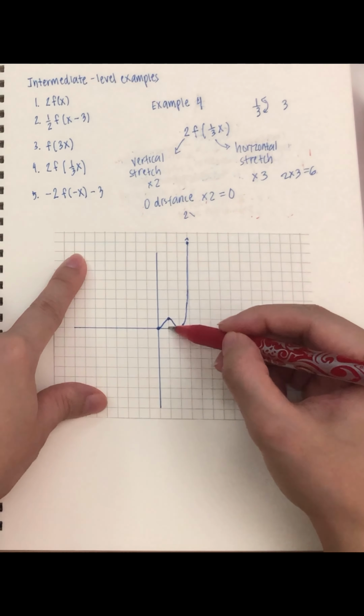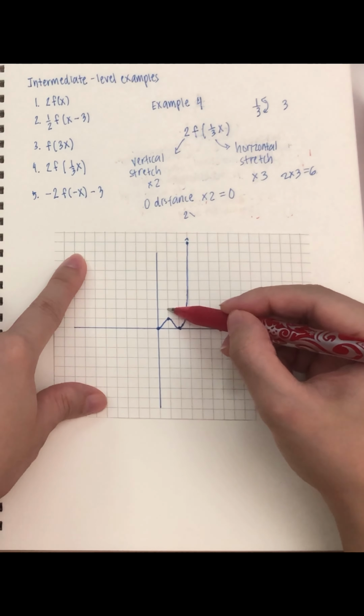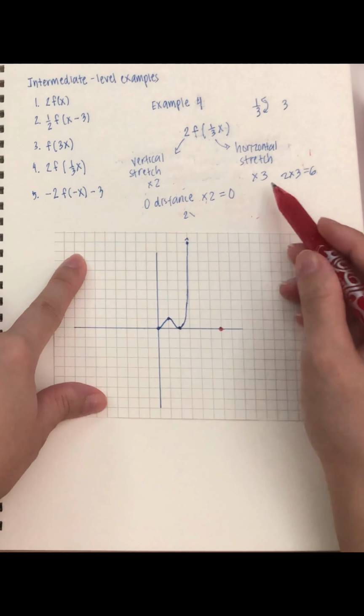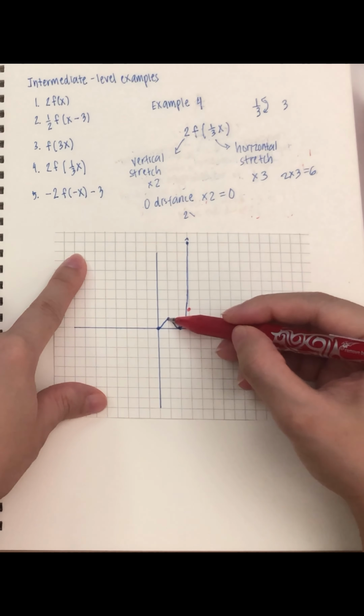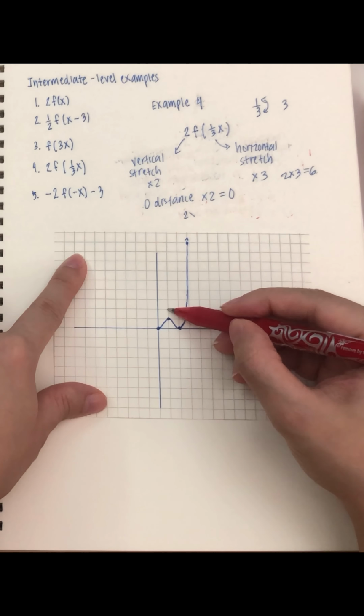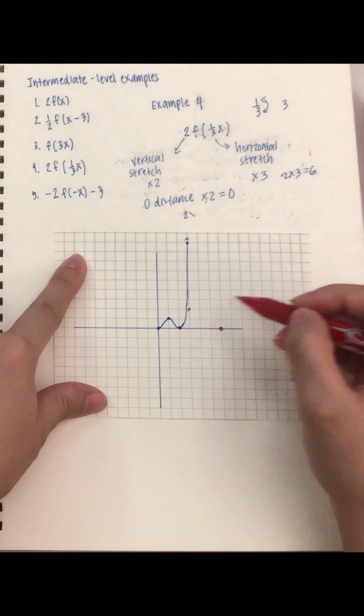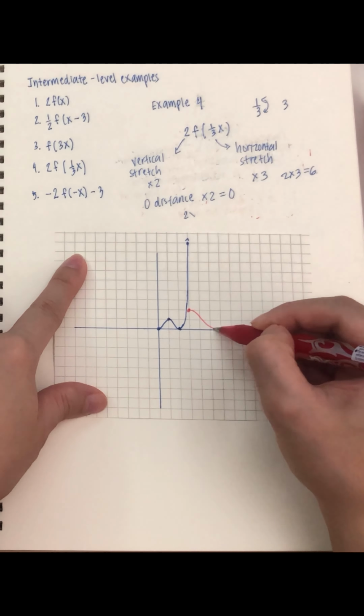This point had a vertical distance of 1. You want to double that, so 2. And then its horizontal distance was 1. You want to triple that. So again, this point goes higher and expands farther right. And we can already connect that.